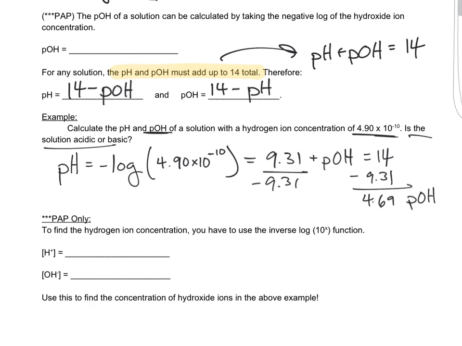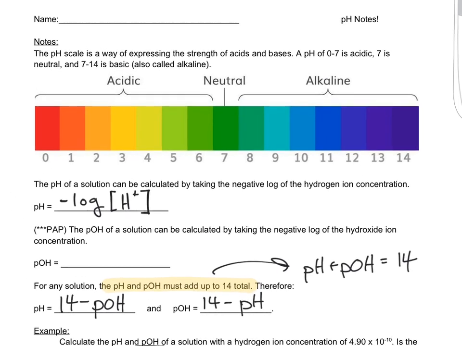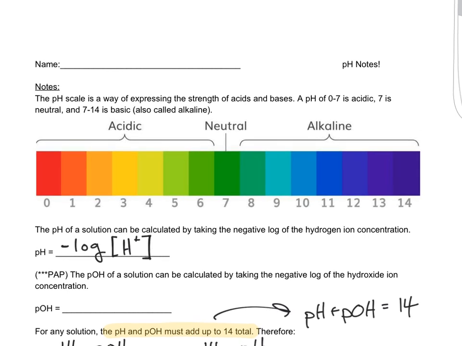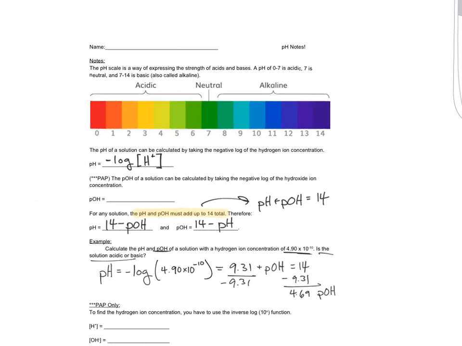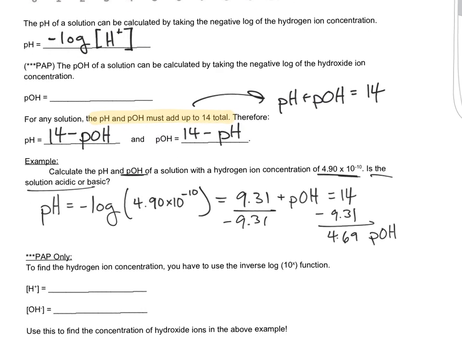So let's go up here and look at our scale. If we've got a pH of 9.31, that falls right in here, which is alkaline or basic. So this solution that we've got here is basic.